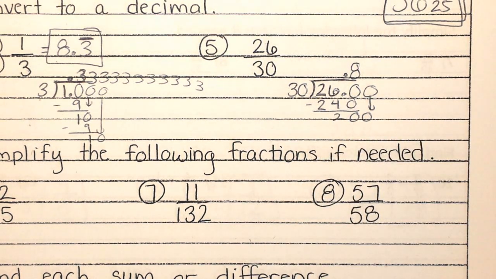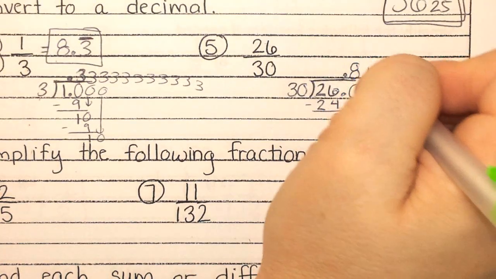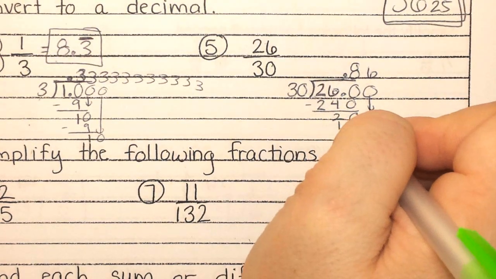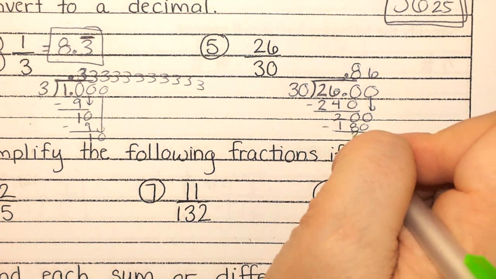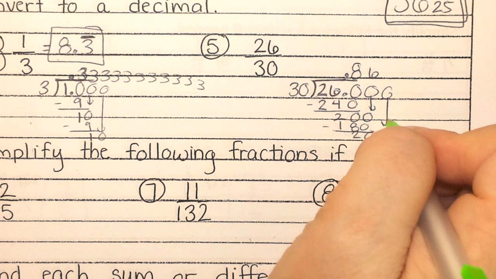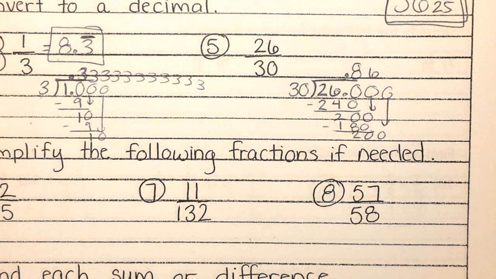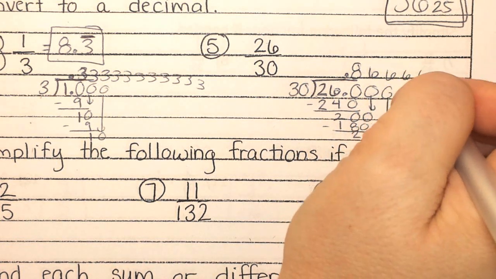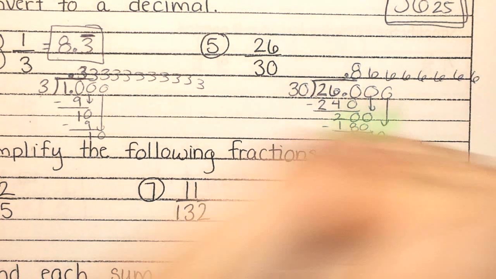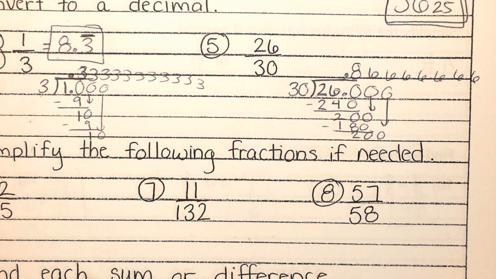30 will go into 200. How many times? 6. 6 times 30 is 180. When I subtract, I get 20. Add a 0, bring it down. 30 will go into 200 6 times. So this is where we're going to see that keep happening over and over and over. How am I going to write my answer for number 5? How would I write that answer? Danny.